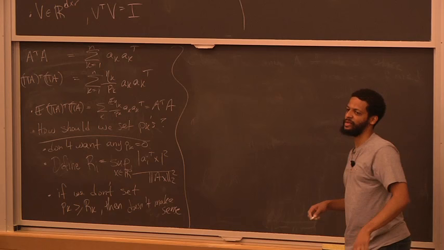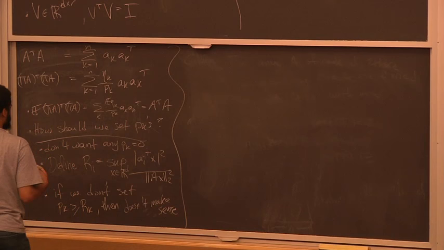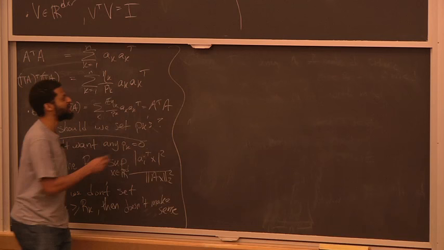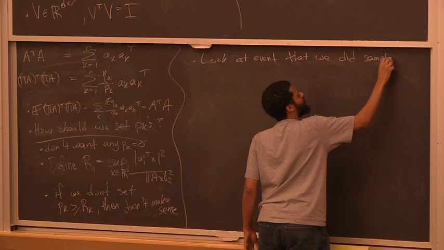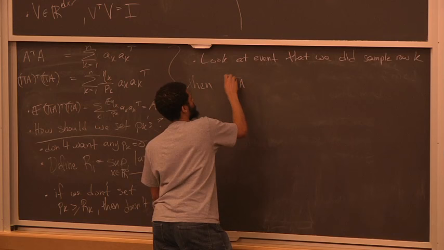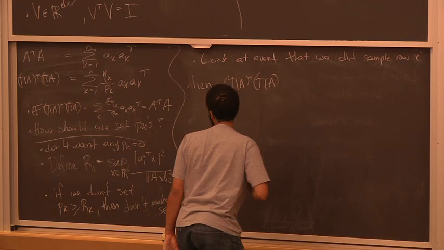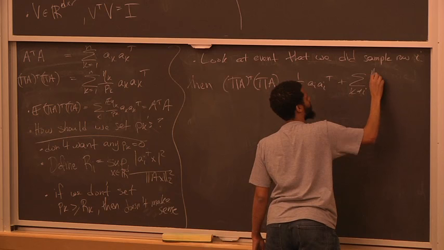well, let's look at the event that we actually did sample row k. Look at the event that we did sample row k, then C, well, p_i A transpose p_i A, we call it row i, is equal to 1 over p_i a_i a_i transpose plus the sum over all the other k's not equal to i of eta_k over p_k a_k a_k transpose.